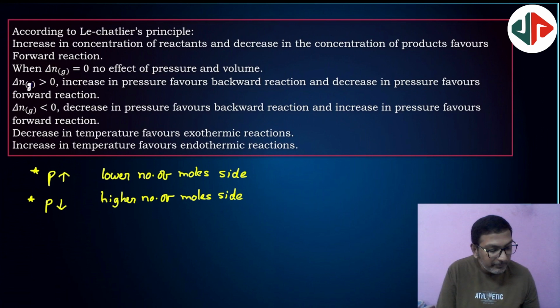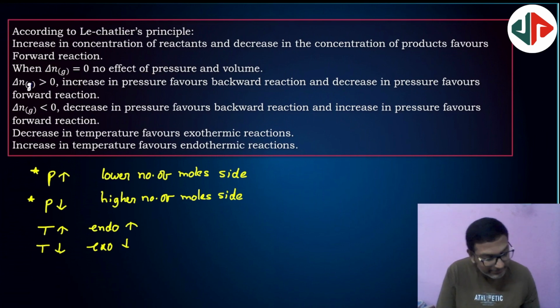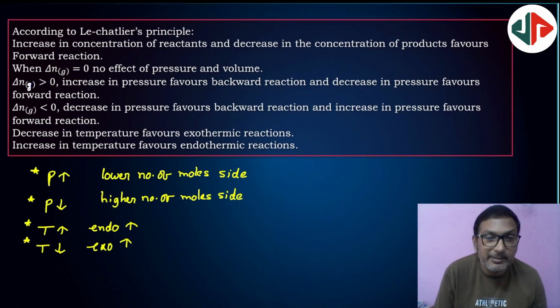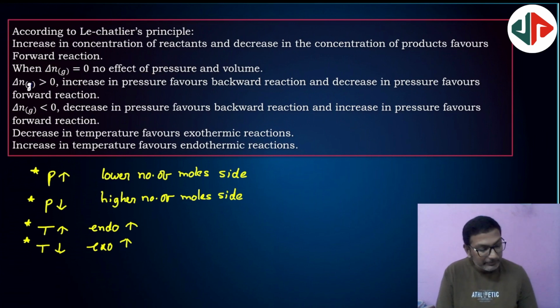Remember these two. Next, as the temperature increases, rate of endothermic reaction increases. As the temperature decreases, rate of exo decreases. That means exo increases. As the temperature increases, rate of endothermic reaction increases. Temperature decreases, exothermic reaction increases.